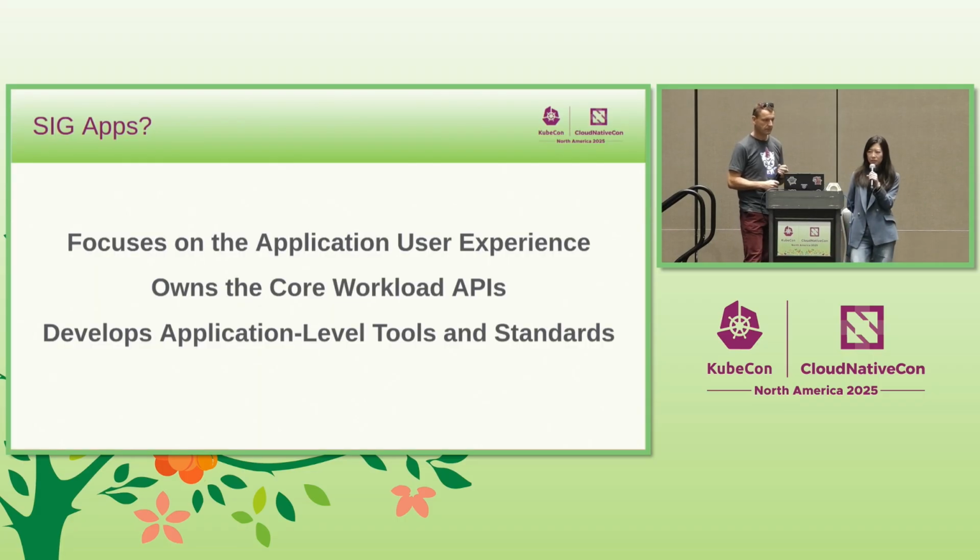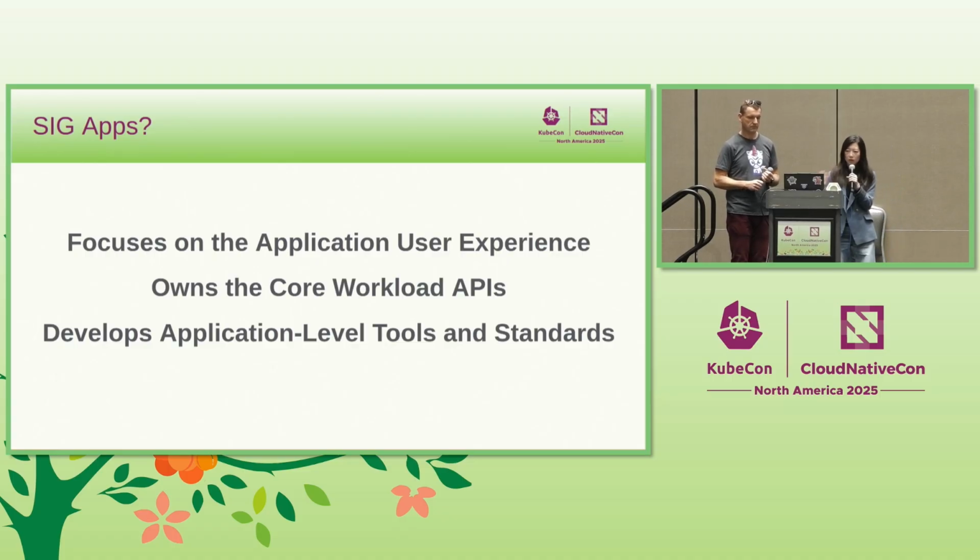So what is SIG Apps? We focus on application user experience, including the experience for app developers and app operators. We own the core Workloads API, including the Deployment, StatefulSet, DaemonSet, Job, and CronJob. We also help develop application-level tools and standards, for example tools like Helm and Compose that some of you may have heard are under SIG Apps. We also sponsor some working groups, like the batch working group and serving working group.